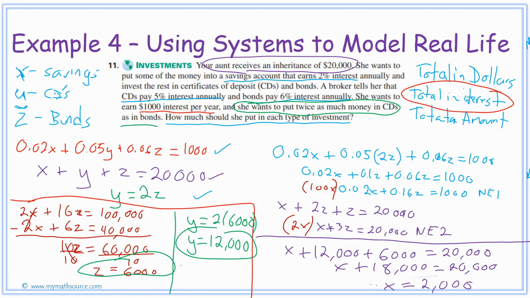You want to write this in a statement, and our statement will be that our last question says how much should she put in each type of investment. So she'll have $2,000, that's our purple one, in her savings account. We would have for Y $12,000 in her CD or certificates of deposit account, and then she would put $6,000 in her bonds, and that way she can make the interest that you see there. And so she has definitely a good understanding of money and how to invest, and that's how you would find your answers.